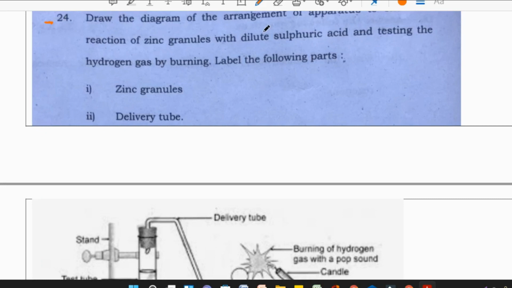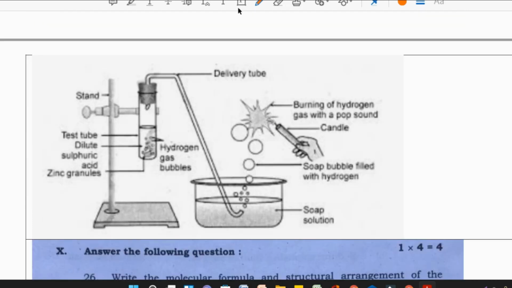24th question, draw the diagram of the apparatus for the reaction of zinc granules with dilute sulfuric acid and testing the hydrogen gas by burning. Label the parts zinc granules and delivery tube. So this is the general expected question. This is the diagram from the textbook.